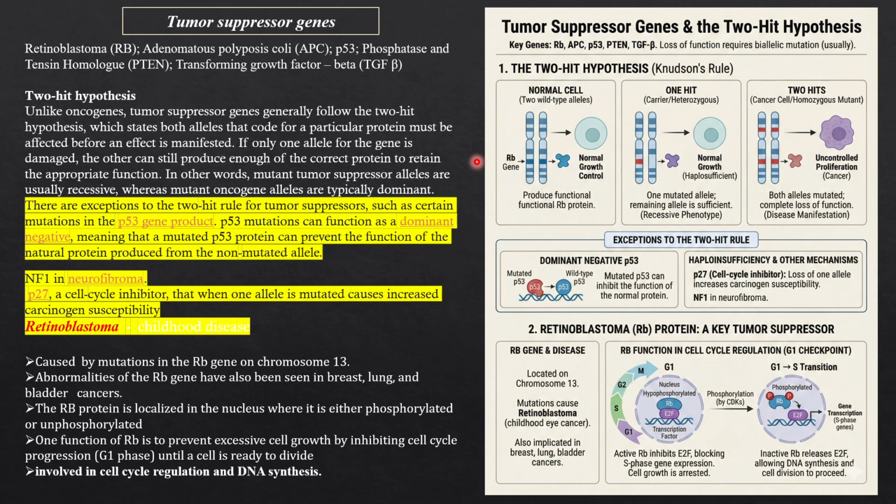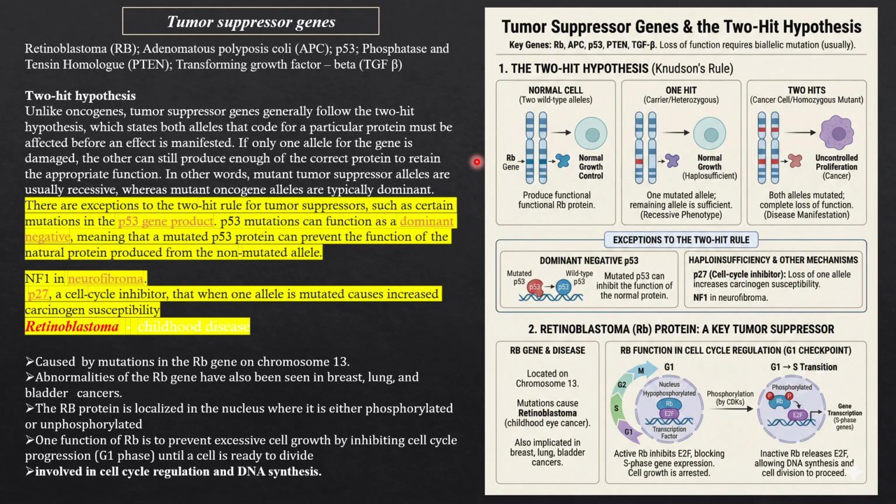The next slide covers tumor suppressor genes through the two-hit hypothesis. It highlights the role of the RB protein in cell cycle regulation. The two-hit hypothesis proposed by Knudson describes how tumor suppressor genes must typically lose both functional copies to contribute to cancer development. In normal cells, both alleles of the tumor suppressor gene, such as RB, are intact and produce functional proteins, allowing proper control of cell growth.